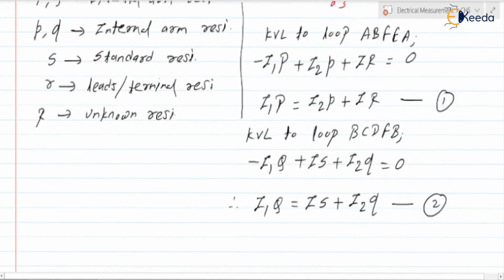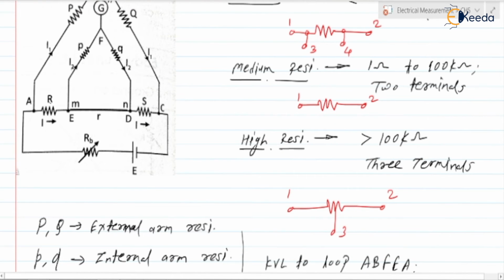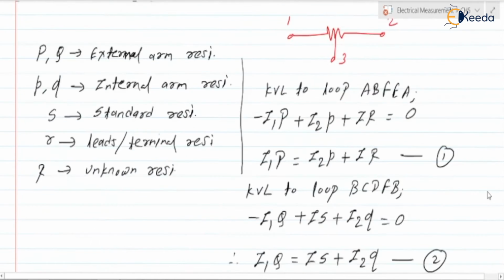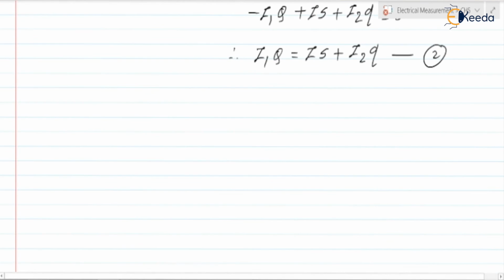Next, if we consider this portion of the bridge, that is PQR, current here is I2, here current is I. So what about the current here? Out of the I, I2 is going here. So I minus I2 current will flow through this branch. Let us consider a small part of the bridge. I am drawing that small part.